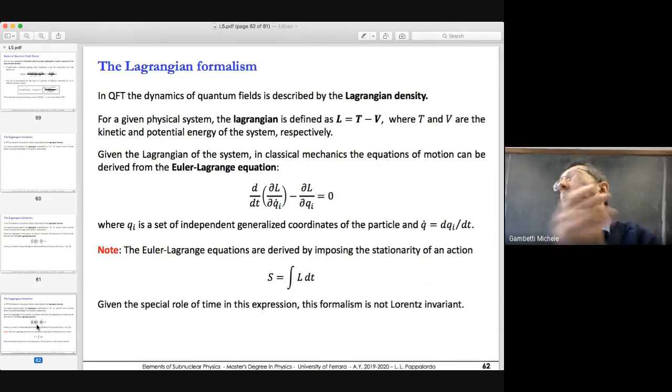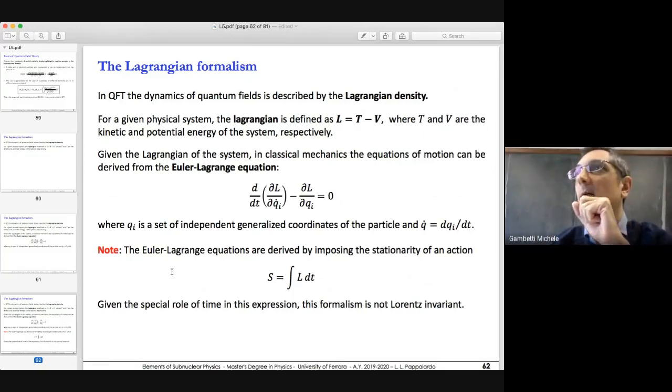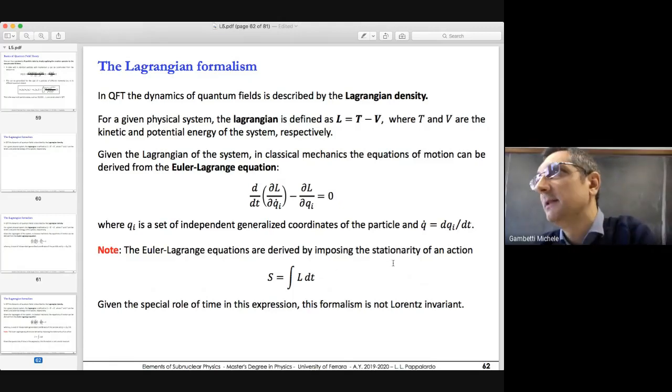Now, there is, however, a problem here if you want to be Lorentz invariant, because the Euler-Lagrange equations are derived by imposing the stationarity of an action, which is defined as the time integral of the Lagrangian. Okay, but then, as you see here, the time has a special role, and this is not, of course, a Lorentz invariant argument. In a covariant formulation, you want to have the spatial coordinates and the time component treated in the same way. So we cannot, of course, use the classical formalism in quantum field theory.